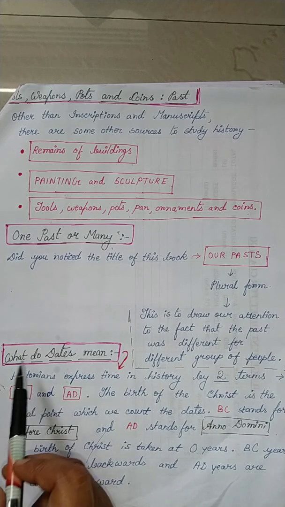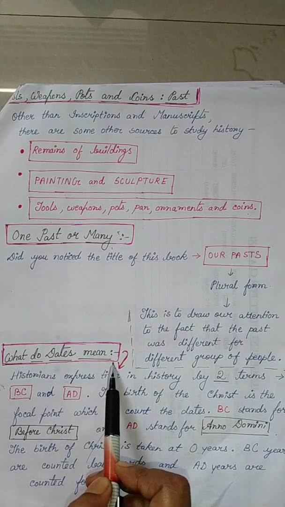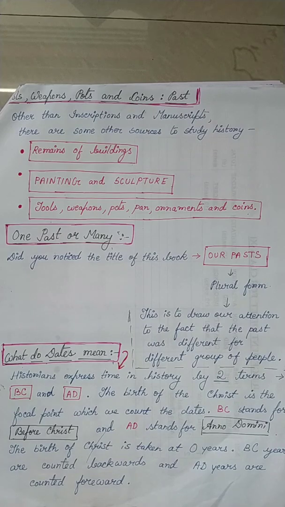Our next topic is what do dates mean? Historians express time in history by two terms. One is BC and another one is AD. The full form of BC is Before Christ and AD stands for Anno Domini. The birth of Christ is the focal point from which we count the date. Okay, and it is taken as 0 years. BC years are counted backwards and AD years are counted forward.